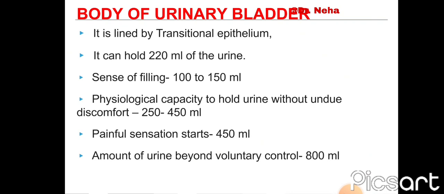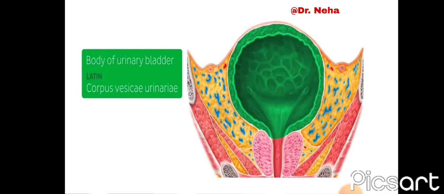Now the body of the urinary bladder. It is lined with transitional epithelium. It can hold 220 ml of urine. The sense of filling starts when the urine reaches up to 150 ml. The physiological capacity to hold the urine without undue discomfort is up to 450 ml. After 450 ml, a painful sensation starts, and when the urine reaches beyond 800 ml, we cannot voluntarily control the passage of urine. So this green colored area denotes the body of the urinary bladder.